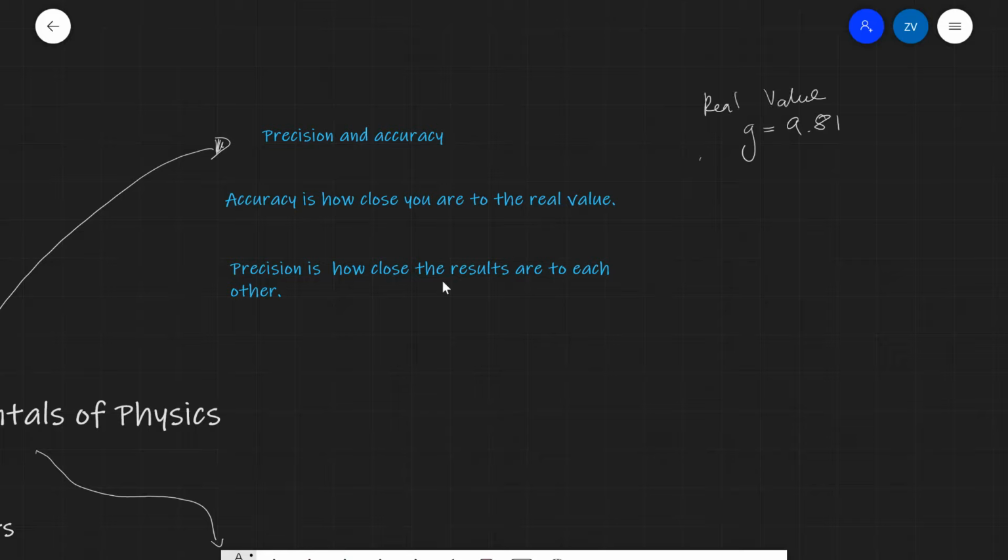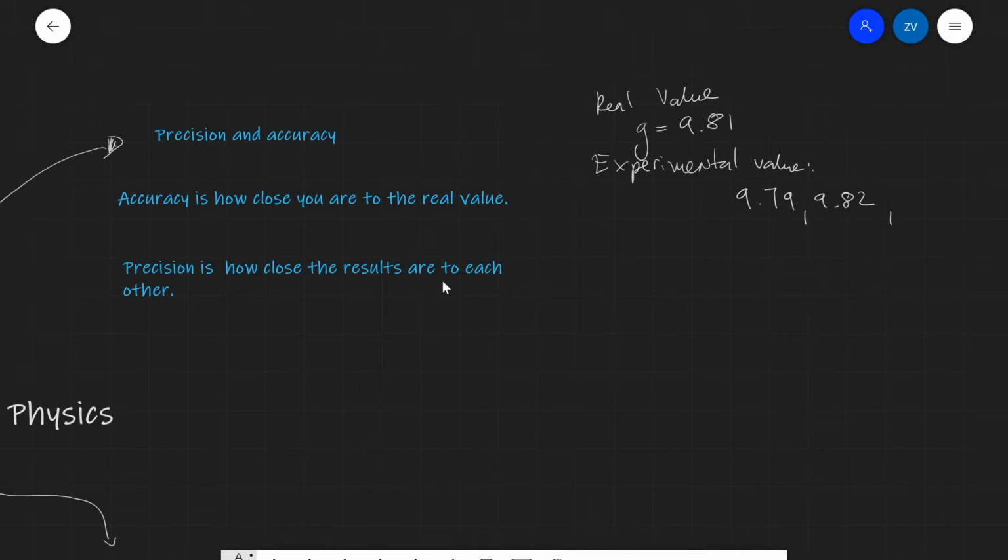Now let's say that my experimental value was 9.79, let's say 9.82. So let's say I repeat that experiment 3 times and I get the following results. This here is an example of high accuracy and also pretty high precision as well. So I'm going to say that this over here is high accuracy.